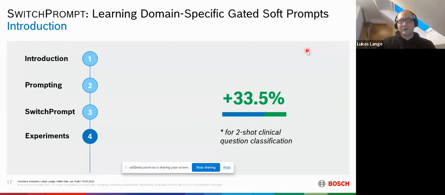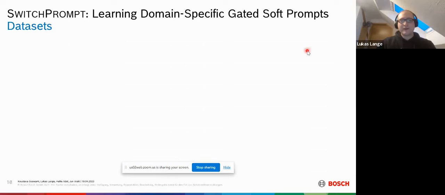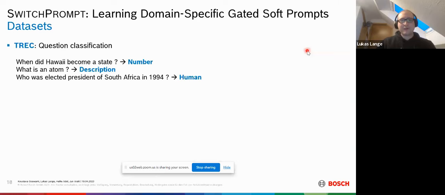Now that you have seen the SwitchPrompt method, let me show you some of our results here. And I talked already about the clinical question classification. We first started with a standard question classification dataset. This is from the general domain. It's the TREC dataset. I mean, this was originally created for question answering, but they also assigned a category to each question. So the task is to assign each sentence or each question to one of these 6 categories, like when did Hawaii become a state? The answer is obviously related to a year, so it's a numeric number.